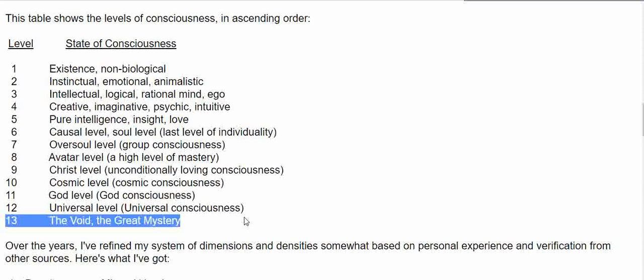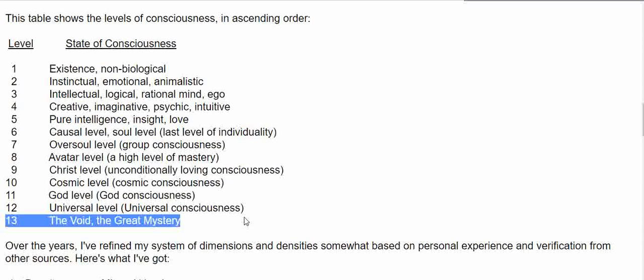8, avatar level, higher level of mastery. 7, oversoul level, group consciousness. 6, causal level, soul level, last level of individuality. 5th, pure intelligence, insight, love. 4th, creative, imaginative, psychic, intuitive. After we die, we go there. Intellectual, logical, mind, ego, the 3D. Instinctual, emotional, animalistic. This one also is included in nice, okay?